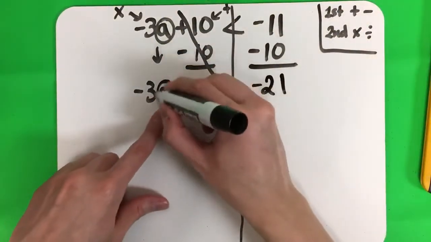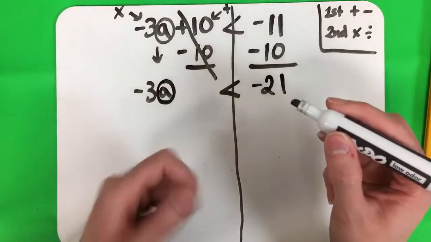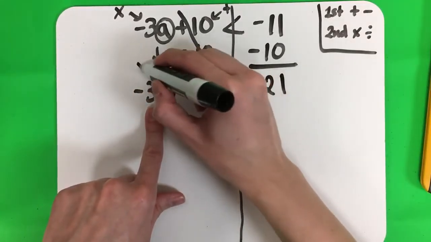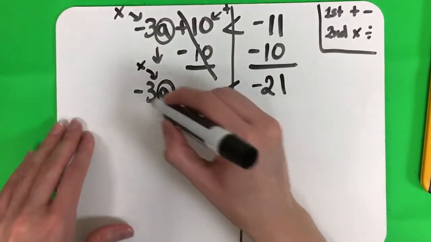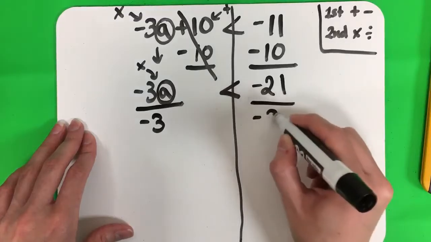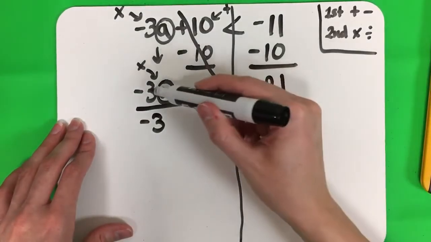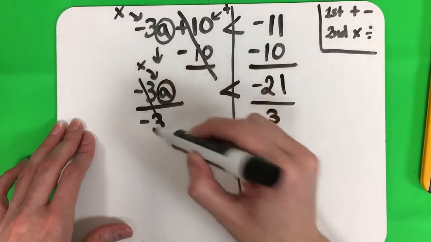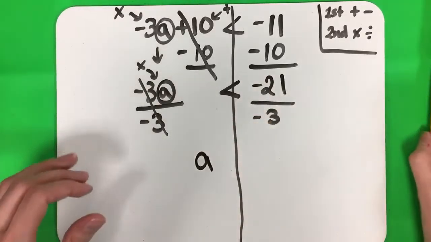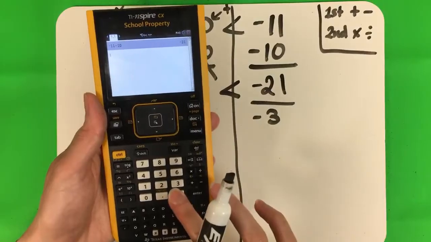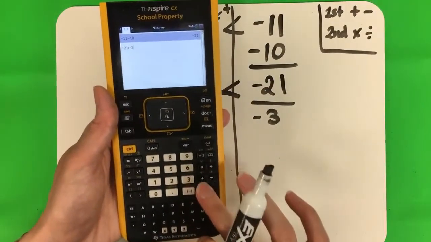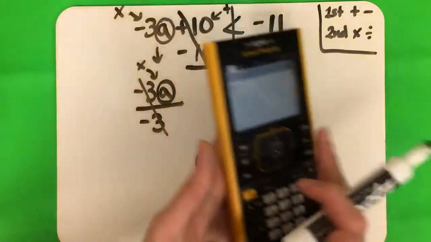Now I want A alone. A is on the left. What number's on the left? Negative 3. What's in the middle? Nothing, which is multiply. The opposite is divide. So divide by negative 3. Negative 3 divided by negative 3 is 1. Cancel A. And let's put negative 21 divided by negative 3 in the calculator. So negative 21 divided by negative 3, enter. It's positive 7.